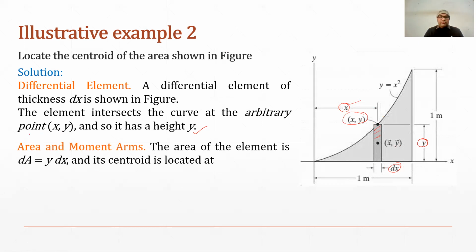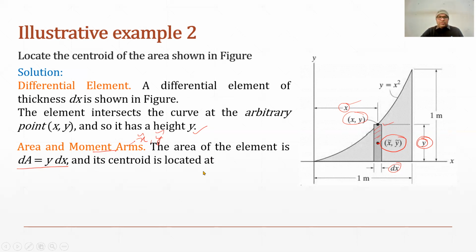Now our next step is to find the area and the moment arms. Moment arms are basically x tilde and y tilde, the coordinates of the centroid of this elemental strip. The area of this vertical strip will be dx multiplied by the height, which is y. So the differential area will be y into dx.